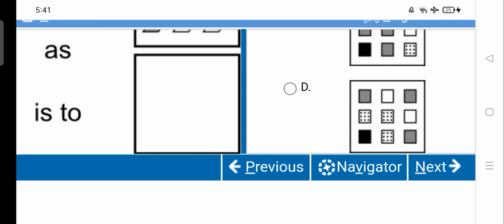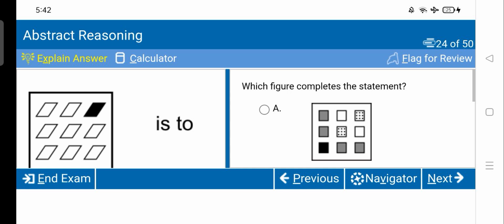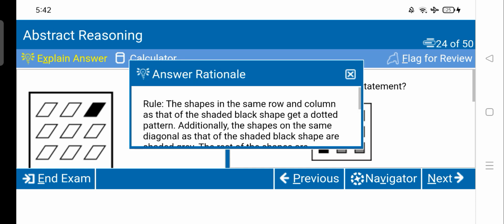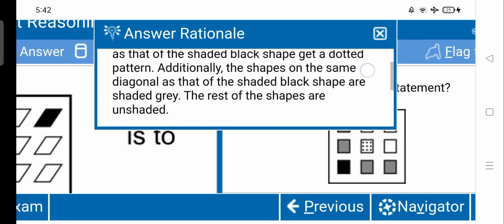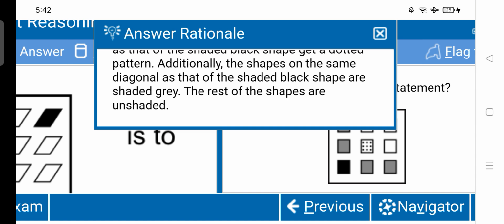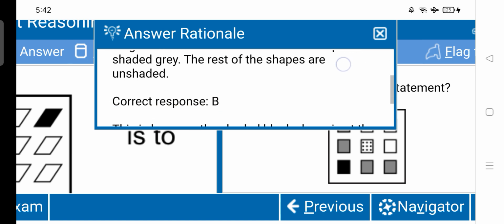So here we have these options. So let's see the rules for this question. And the rule is that the shapes in the same row and column as that of the shaded black shape get a dotted pattern. Additionally, the shape on the same diagonal as that of the shaded black shape are shaded gray. The rest of the shapes are unshaded.